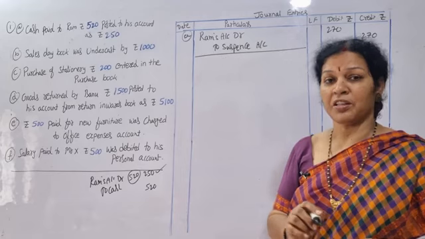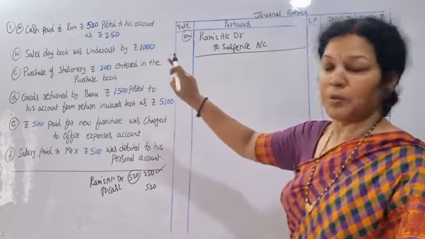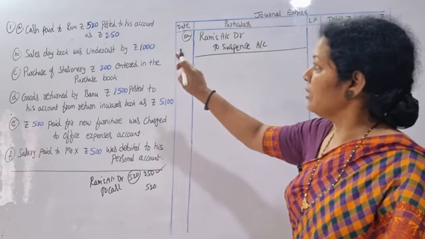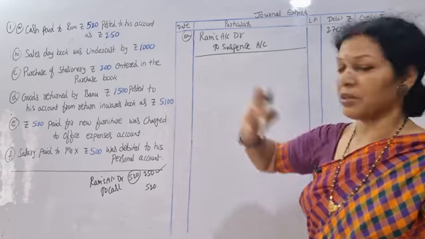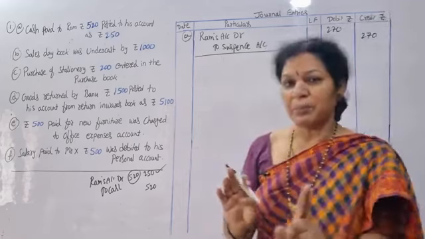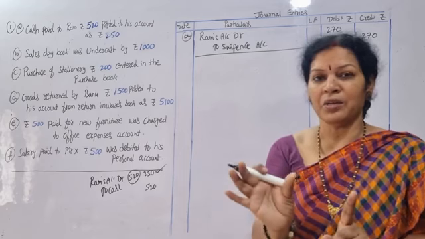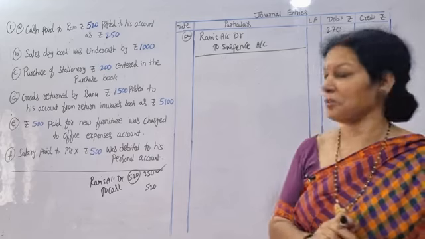What do you write for the narration? Narration is: being underwritten amount to Ram's account is rectified. Simple, you can write. You'll start with being, then what happened, and lastly rectified. Very easy to write the narration.